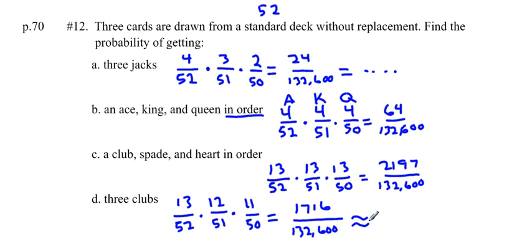And just to give you an idea of how rare these events are, if you do think of this as a percentage, if we go 1716 divided by 132,600, we get an answer of about 0.013 or so, which is about 1.3%. Sometimes people like this idea as a percentage, but it shows you how rare this would be to just pick 3 clubs. And some of these answers, the first 2 are even more rare. You'll get an even smaller percentage than that. This one right above, you get a little bit higher percentage, but not much.